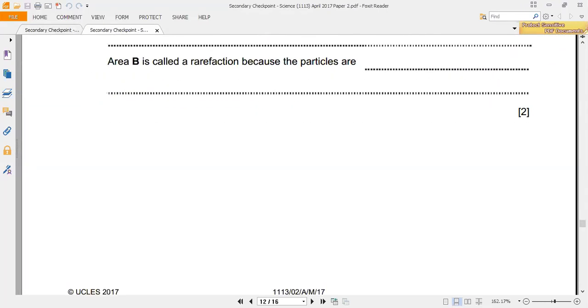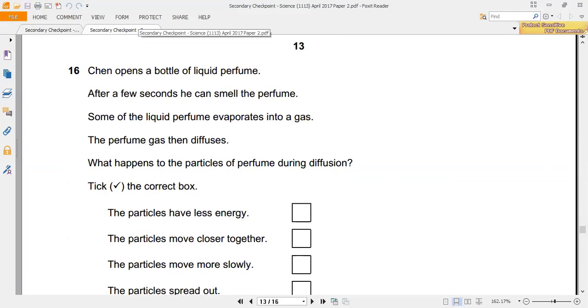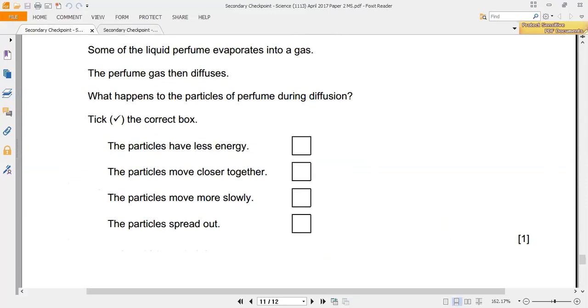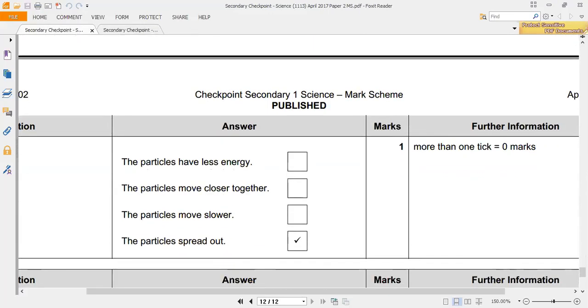After this, we have question number 16. Chin opens a bottle of liquid perfume. After a few seconds, he can smell the perfume. Some of the liquid perfume evaporates into a gas. The perfume gas then diffuses. What happens to the particles of perfume during diffusion? Tick the correct box. Of course, the particles spread out from a region of high concentration to a region of lower concentration, down their concentration gradient, in order to be evenly distributed in all of the available space.